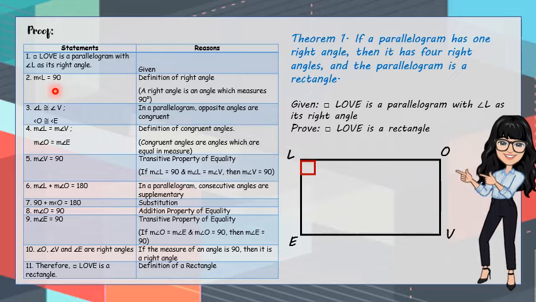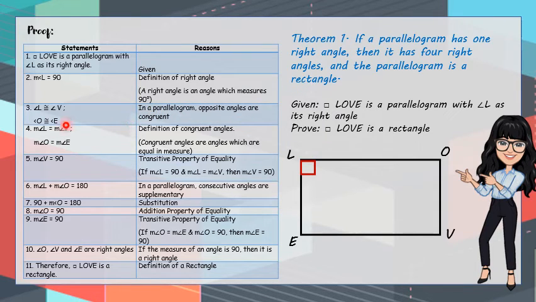So what supports this idea? How can you say that measure angle L is equal to 90 degrees? Okay, measure angle L is 90 degrees because it was stated in the first statement that angle L is a right angle. And we know that right angles measure 90 degrees. So if angle L is a right angle, then it measures 90 degrees. So our reason there is the definition of right angle. A right angle is an angle which measures 90 degrees.